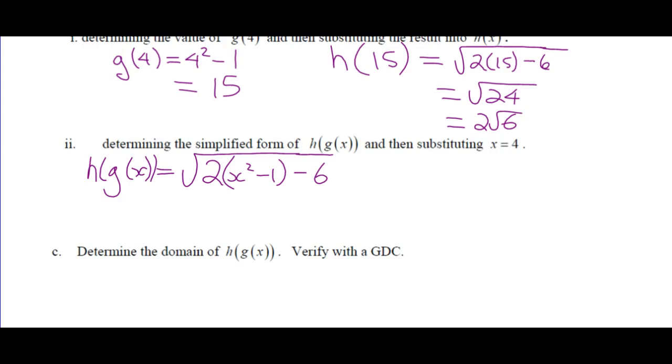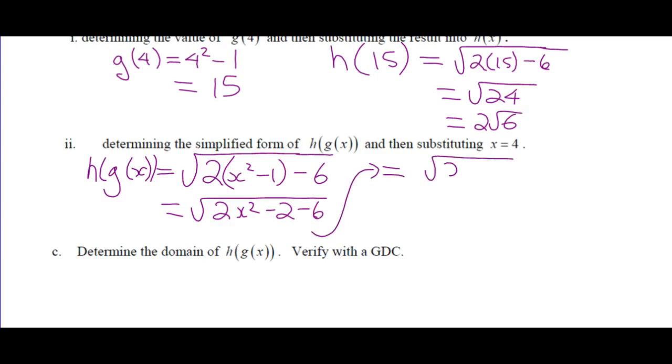Is everybody good with that? Make sure that at each line everything's looking good. Which is the square root of 2x squared minus 2 minus 6, which is equal to the square root of 2x squared minus 8. So if you're going to be doing this a whole bunch of times, why not just work out the square root of 2x squared minus 8, and then substitute a 4?